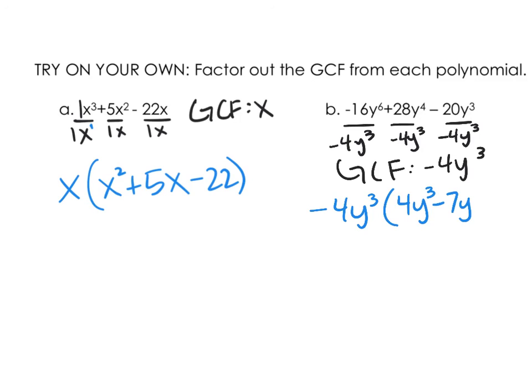And negative 20 divided by negative 4 is going to be a positive 5. And y to the third divided by y to the third is going to cancel out, so I'm left with no more y's. Now remember, you can always go back and check your answers by multiplying it back out and making sure that you get the same thing that you started with.